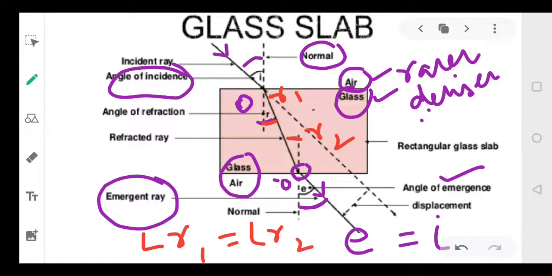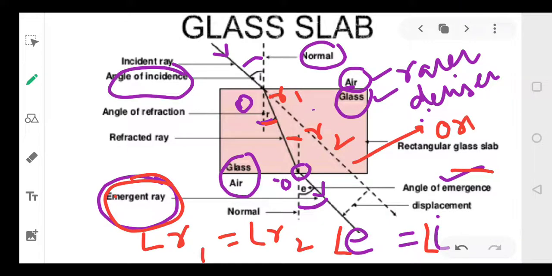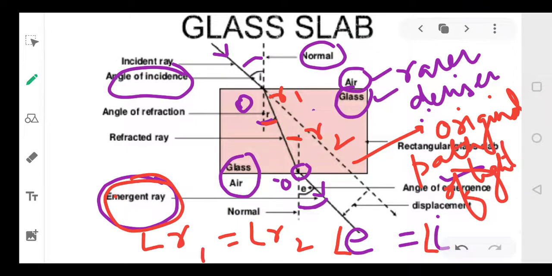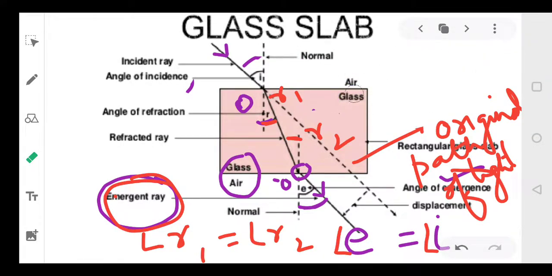I am repeating the same. Angle I will be equal to angle E. Angle R1 will be equal to angle R2. And this ray, the emergent ray, and this dotted ray will be called the original path of light. This dotted ray is the original path of light, and this ray is the emergent ray.